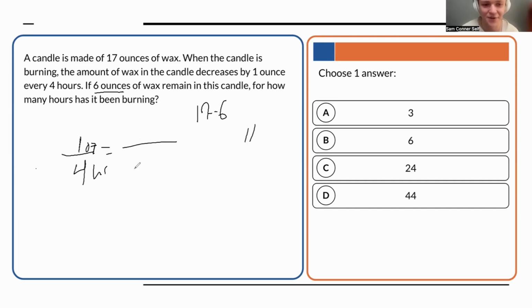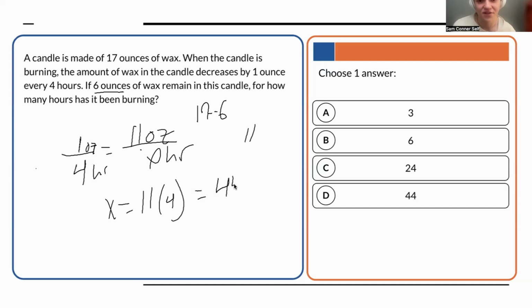Yes, you can do 11 times 4. But I just want to make sure I show you guys how to do it with a ratio. So it would be 11 ounces left over X hours. And when you write this out as an equation, X equals 11 times 4, which is 44, which makes the answer D.